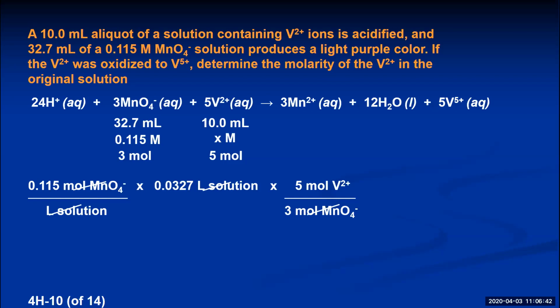If we want to get the molarity of the vanadium 2 solution, I'm going to divide by its volume. So you divide by the 0.0100 liters, and that's going to wind up giving you the molarity of the vanadium-2 solution, which comes out to be 0.627 molar. So we can do titrations that are oxidation reduction as well as acid-base. And let's do one more oxidation reduction titration.